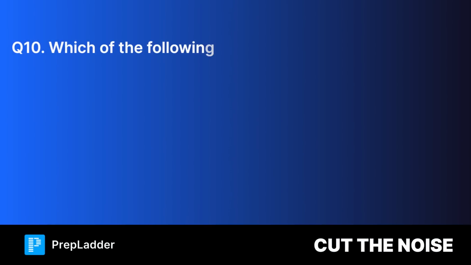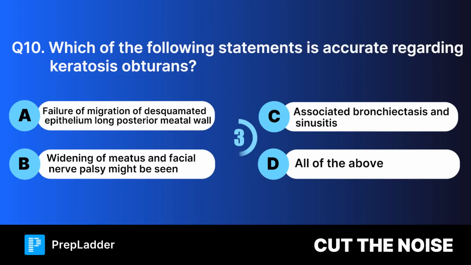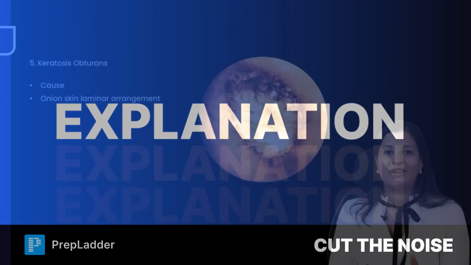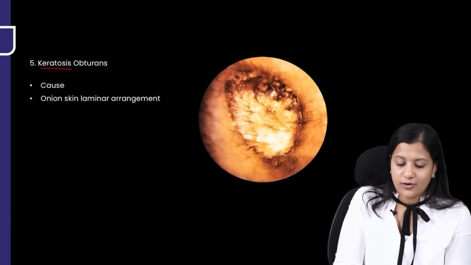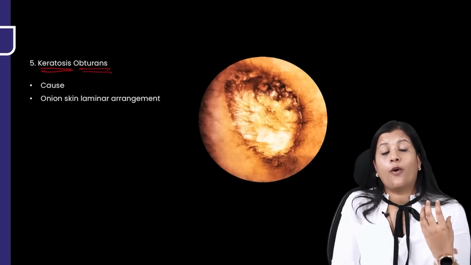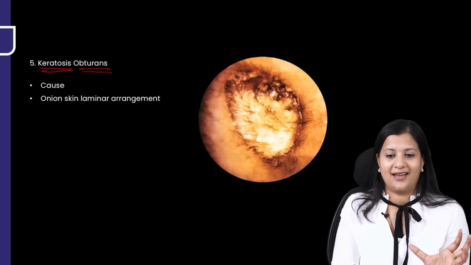Question 10. Which of the following statements is accurate regarding keratosis obturans? Your options are. And the correct answer is all of the above. Here's the explanation. Keratosis obturans. Again, as the name suggests, keratosis is accumulation of keratin. Obturans is it is obliterating the entire external auditory canal.